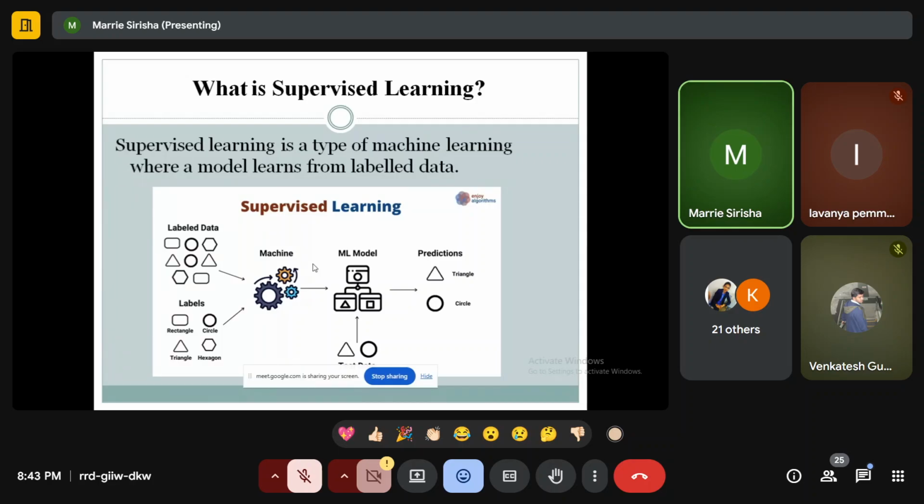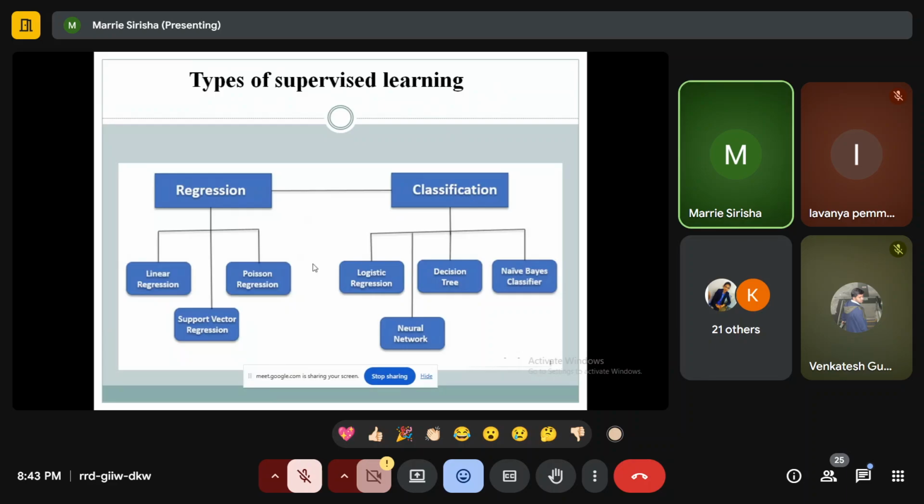And types of supervised learning: two types, classification and regression. These are just for your reference, but don't consider all of them. Only consider linear regression and support vector regression, and in classification consider logistic, decision, and naive Bayes. Two here, three there. Writing these is enough. Write only the ones that are in your syllabus.